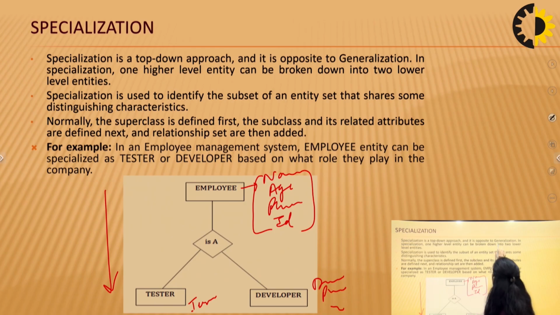So, specialization is used to identify the subset of an entity set that shares some distinguishing characteristics. Here, the testing ID and the developer ID are different. Normally, the superclass is defined first. The subclasses and their related attributes are defined next. Relationship sets are then added last.